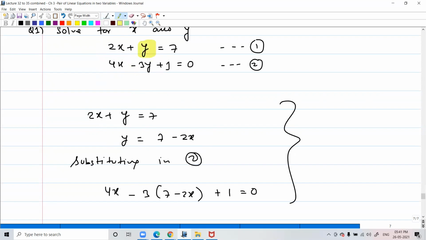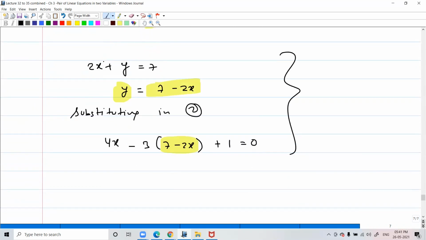So I just took the first equation, found the value of y in terms of x, and that value I put here in the second equation. So by doing all that, what have I done actually? You can notice that now this equation does not have any y value over here. It has only x. So if there is only x over there, I can solve it and find the value of x. Let's simplify.